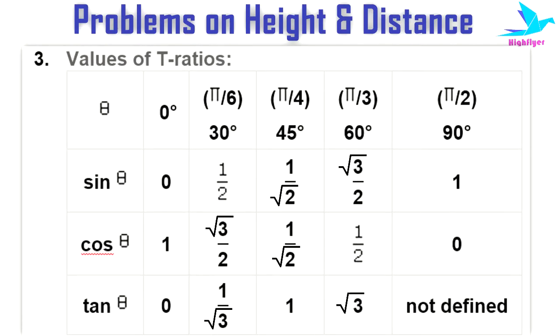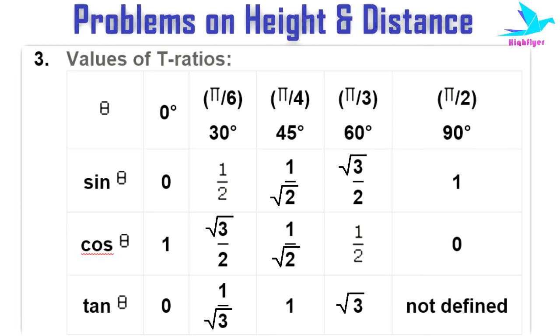Values of t ratios. First, sin theta. Sin 0 equals 0. Sin 30 is equal to 1 by 2. Sin 45 is equal to 1 by root 2. Sin 60 is equal to root 3 by 2. And sin 90 is equal to 1.